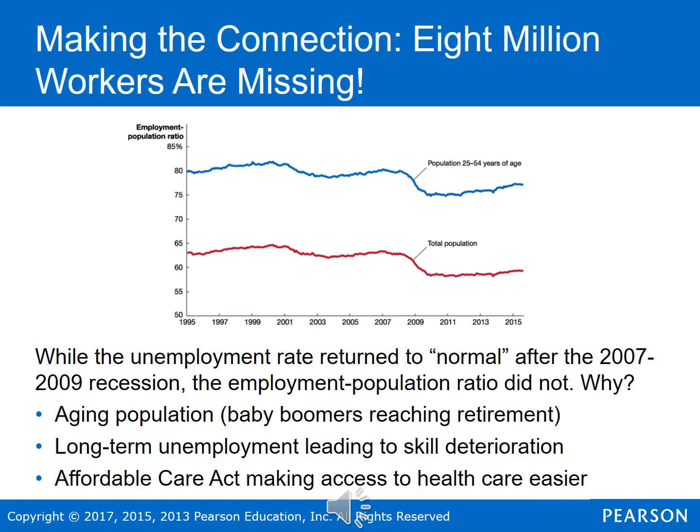The next is the Affordable Care Act. Some economists at the Congressional Budget Office estimated that the Affordable Care Act, which gave people subsidies in order to buy health insurance if they didn't have it, has led to some people not working because they've now been able to get health insurance, whereas they wouldn't have been able to afford it without a full-time job in the past.